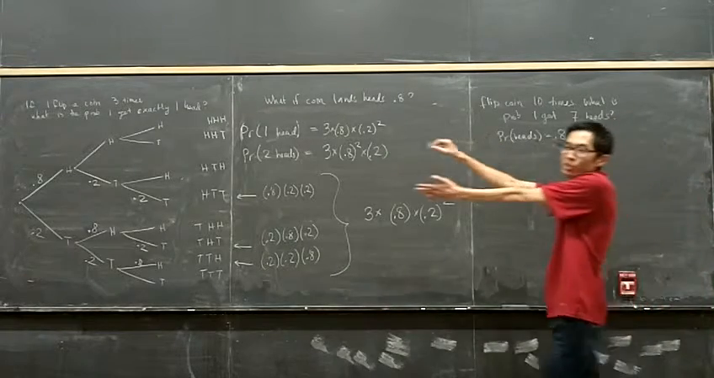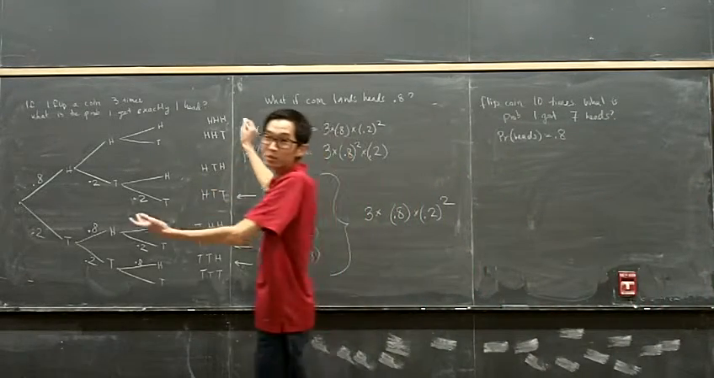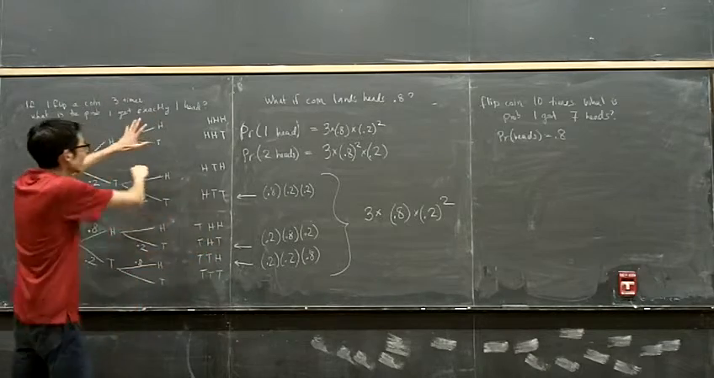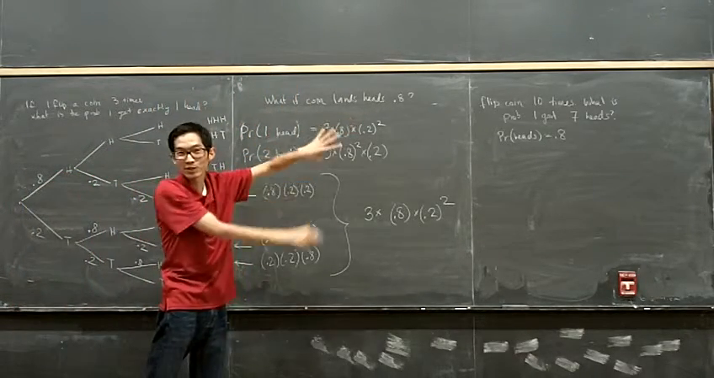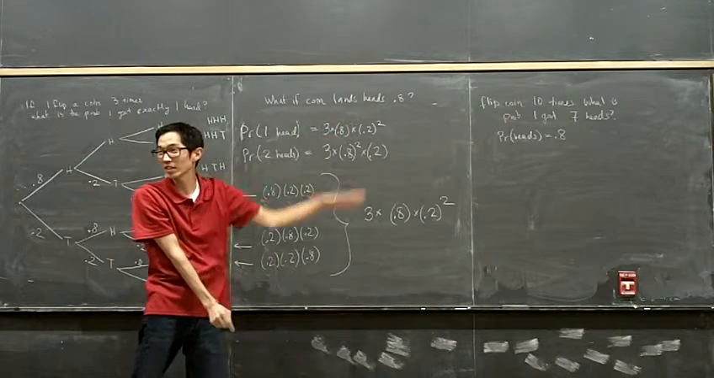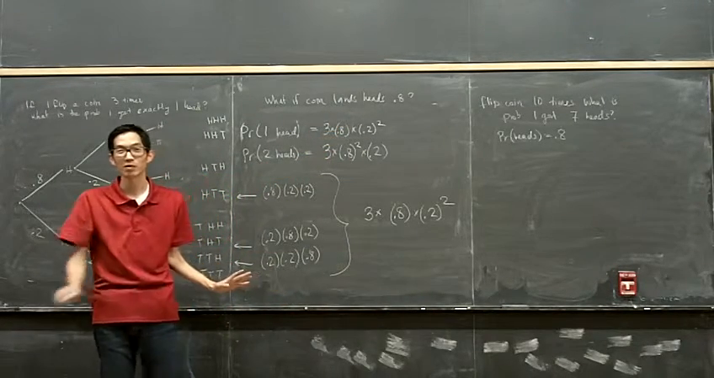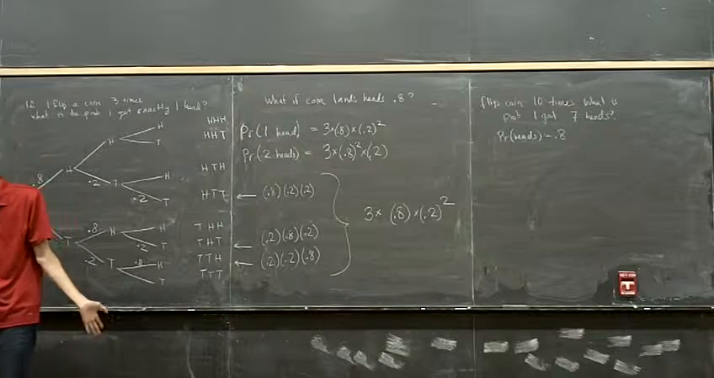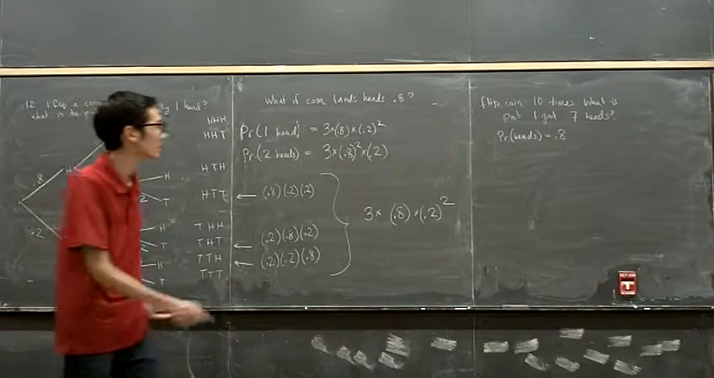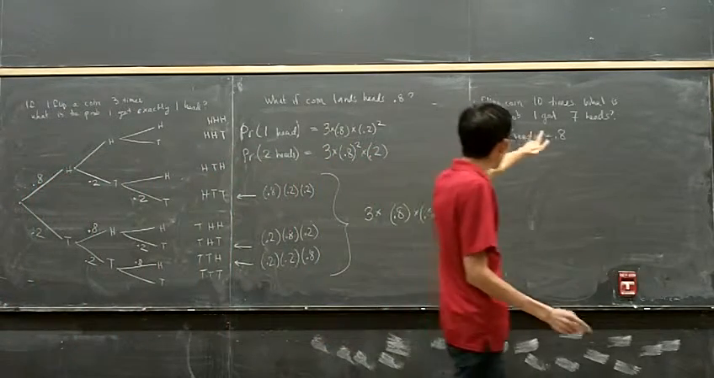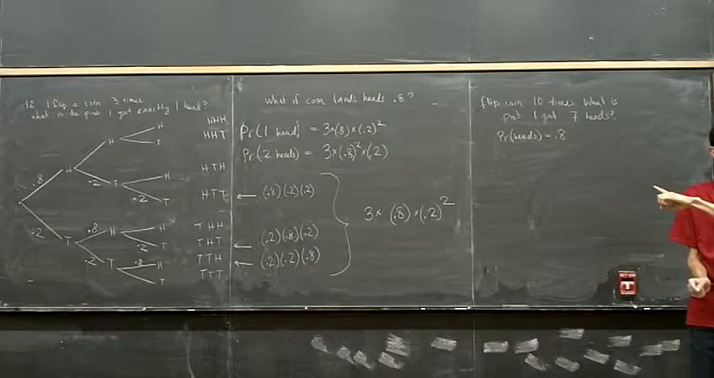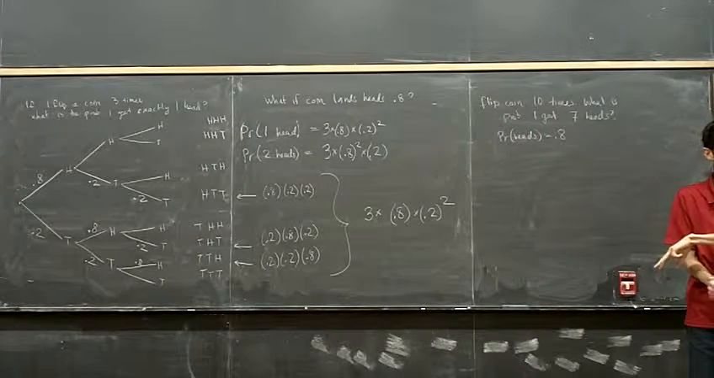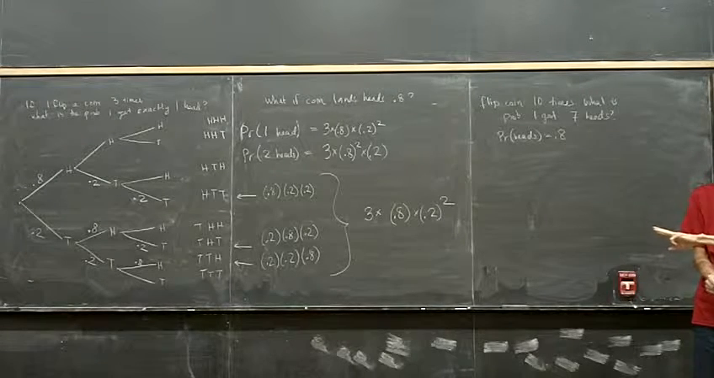Well, we can try to make a tree, but we don't want to do that, because if we did the tree, at the end of this we're going to have 2 to the 10 or 1,024 different little branches to go and count up. And that would be quite miserable, and I'm not that mean. But if I'm flipping a coin 10 times and I'm going to see 7 heads, how many tails am I going to see? 3 of them, right?